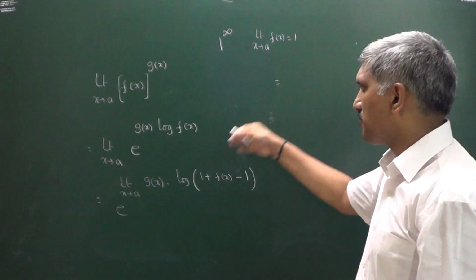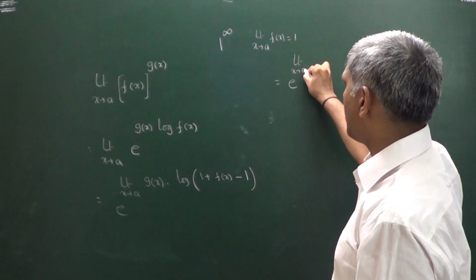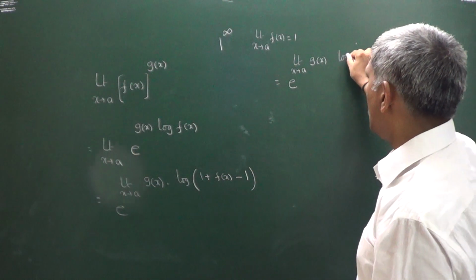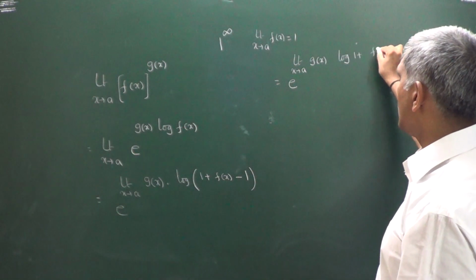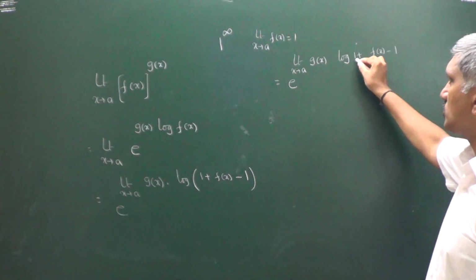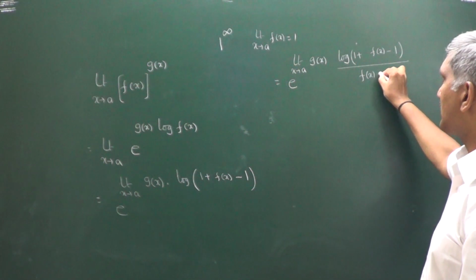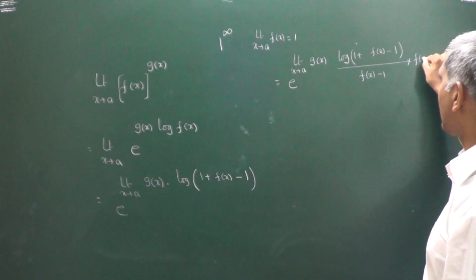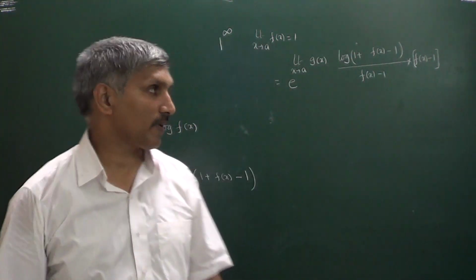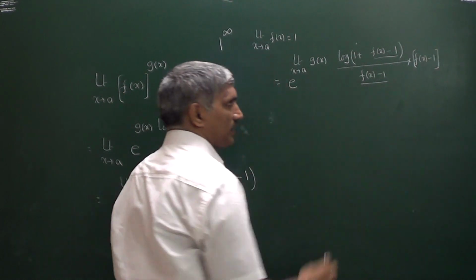So now further what I am doing here, observe. Limit x tends to a, g of x into, their modification you can check, logarithm of 1 plus f of x minus 1, right? Divided by f of x minus 1 into f of x minus 1. I hope everyone followed what I did. Multiplied with f of x minus 1 and divided with f of x minus 1.